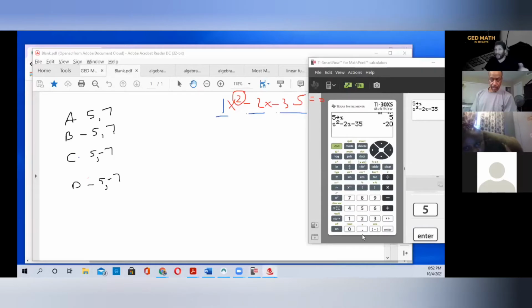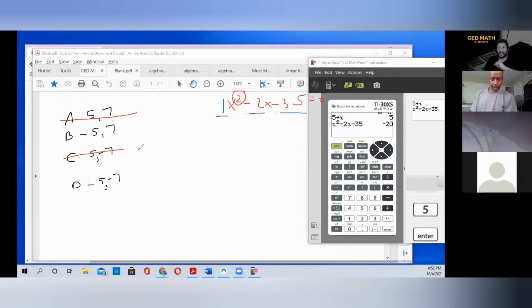Do I get 0 when I put 5 in? No, I do not. Because I do not get a 0, I know 5 is not an answer. Therefore, I know it can't be A because 5 is an answer in A. And I know it can't be C because 5 is an answer in C. So I know right away, by just putting 5 into my calculator, it's not A, not C.